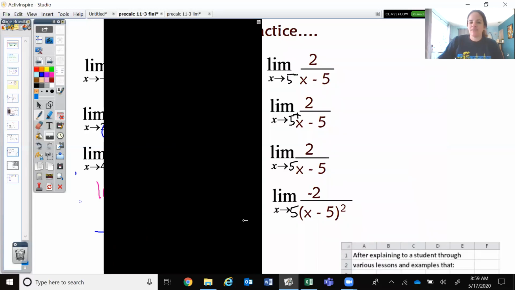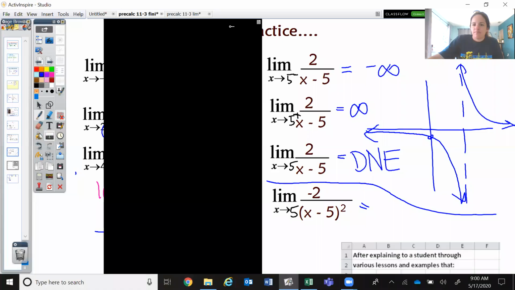All right, let's try these. And again, feel free to use your knowledge of the graph of this function. So try it on your own, and then we'll go over answers in 3, 2, 1, 0. Okay, let's see how you did.